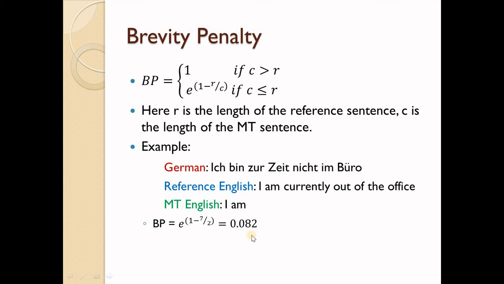Here we will calculate what will be the BP for this case, right? So here you can see, the C is equal to 2 because there are 2 words, but R is 1, 2, 3, 4, 5, 6, 7, so 7. So 2 is less than or equal to 7, so we will follow this rule. So here e to the power 1 minus 7 by 2, so it will be 0.082.